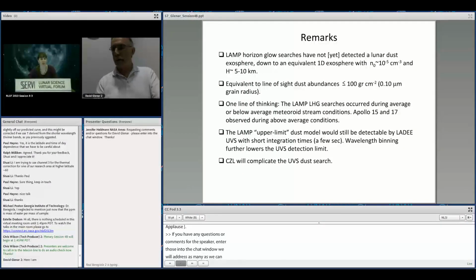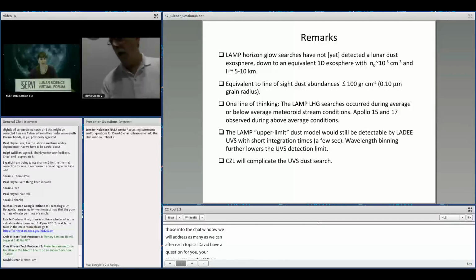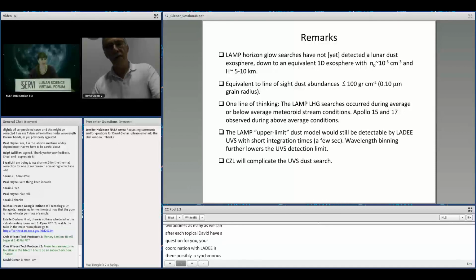David, I had a quick question for you. Through coordination with LADEE, is there any possibility of synchronous observations between LAMP and UVS? Absolutely. There was a joint meeting about a month ago between the LAMP team, and Tony and Greg were there, and that was probably the first of several planning meetings for exactly that. So the answer is yes. There's going to be an intense coordination during the overlap of those two missions. Great. Thank you very much.